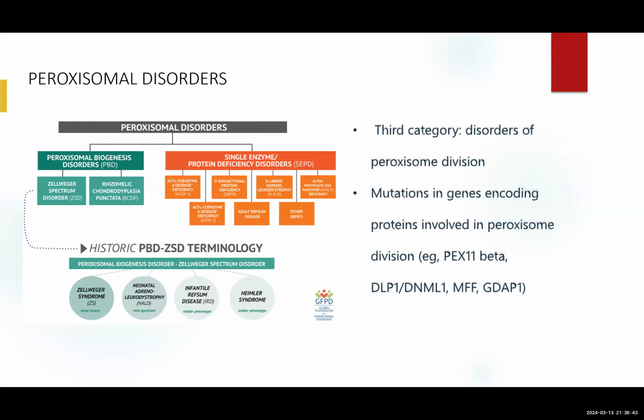So, discussing in brief about peroxisomal disorders. Peroxisomal disorders are classified into peroxisomal biogenesis disorders and single enzyme or protein deficiency disorders. The peroxisomal biogenesis disorders consist of Zellweger spectrum disorder and rhizomelic chondrodysplasia punctata. And acyl coenzyme A oxidase deficiency, D-bifunctional protein deficiency, and X-linked adrenoleukodystrophy, etc., come under the single enzyme or protein deficiency disorders. A third category of disorders has also been described, which is due to disorders of peroxisomal division.